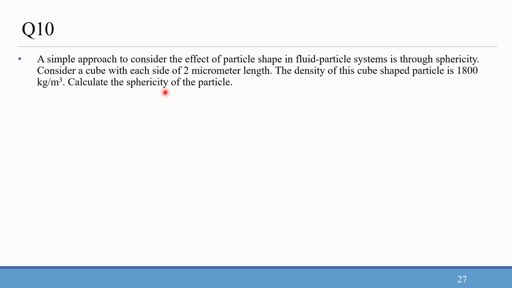So now what are we asked? We are asked to find the sphericity of a cube shaped particle whose side length is 2 micrometer and its density is given as 1800 kg per meter cube.